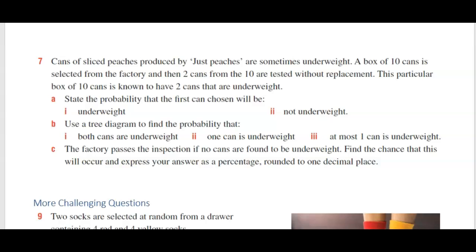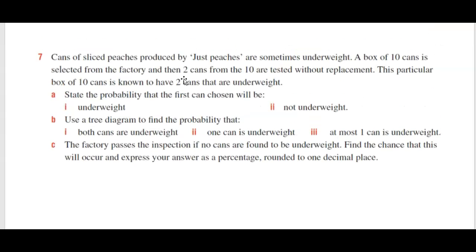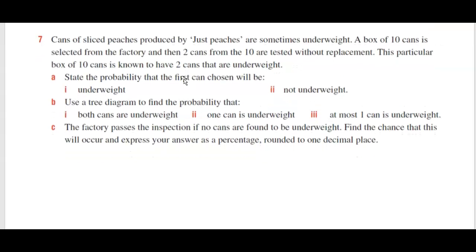I'll just get a bit of space here. All right, cans of sliced peaches produced by Just Peaches are sometimes underweight. A box of 10 cans, so I'm just going to underline some important information, is selected from the factory, and then 2 cans from the 10 are tested without replacement. Without replacement. This particular box of 10 cans is known to have 2 cans that are underweight.